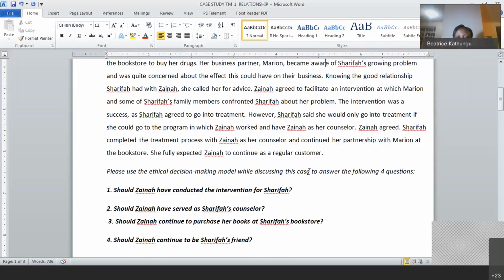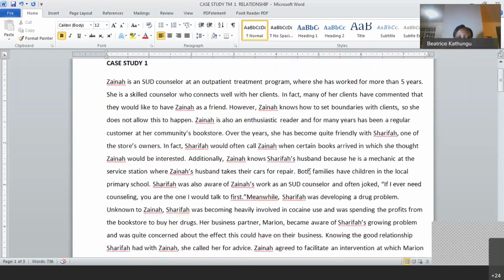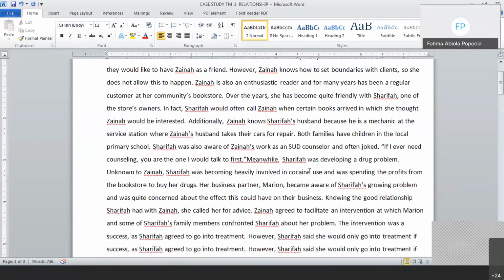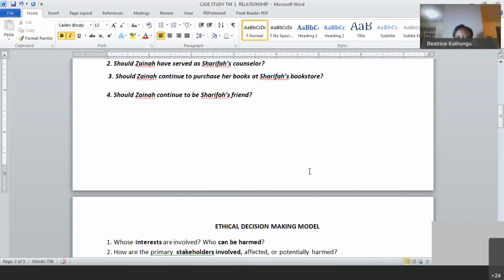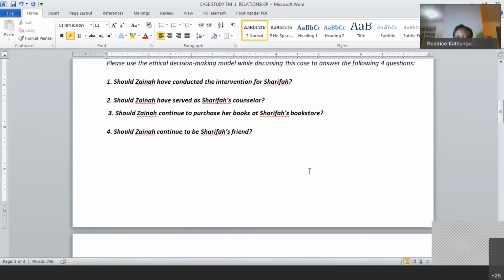Can I go on? Yes, you can. If Zaina said no, Sharifa would have been demoralized. She may not have had so much interest in wanting to pay for treatment. But for Zaina to intervene in the beginning, such that Sharifa agrees to go into treatment, is a plus. So I think what Zaina did was okay in intervening.